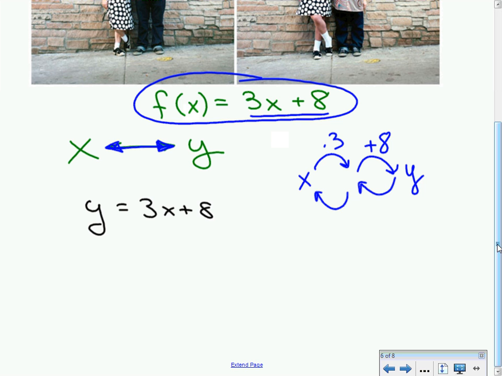And then I'm going to do my switcheroonie. I'm going to switch them. Everywhere I see x, I'm going to put y. Everywhere I see y, I'm going to put x. And then I solve for y and get y all by itself.